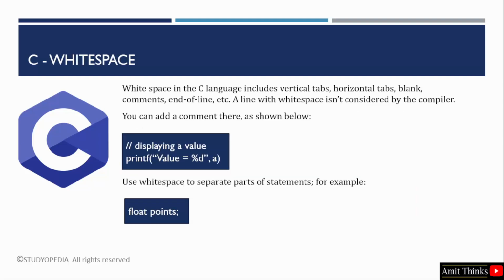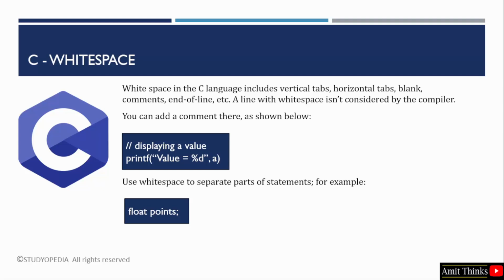Now let us see the third type, that is whitespace. Whitespace, as the name suggests, includes vertical tabs and horizontal tabs. It can be blanks, comments, end of line, and others. If you add a white space, it won't be considered by the compiler. But you can still use white space in comments. We will discuss comments later also.